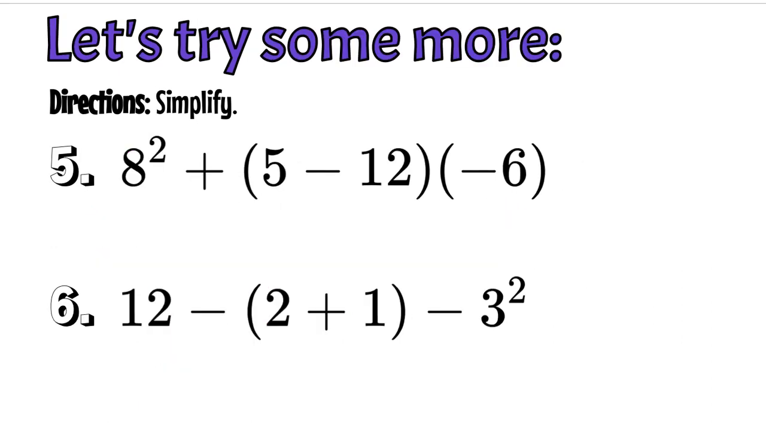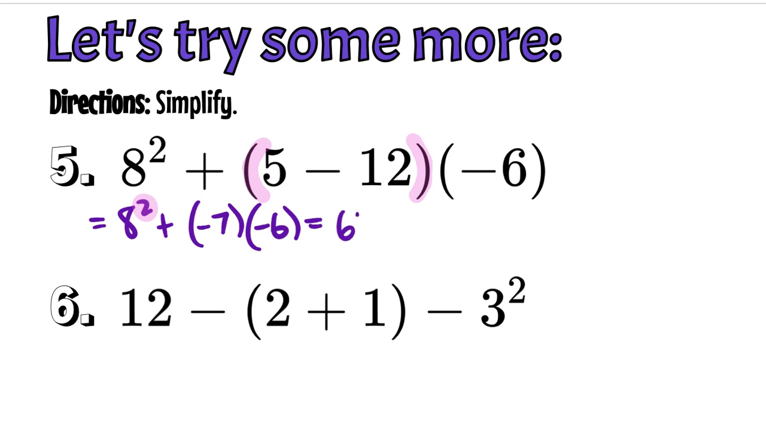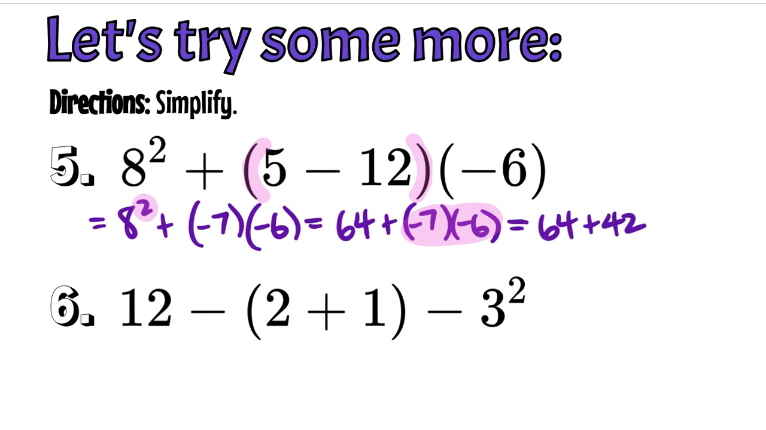Let's try a couple more problems together. In this next example, we are going to simplify first our grouping symbols. So rewriting gives me 8 squared plus, what's 5 minus 12 is negative 7, and we're multiplying that by negative 6. Next is exponents. So 8 squared is 64, and we are adding that to negative 7 times negative 6. Next is multiplication. So we rewrite 64 and we're adding that to 42, which then simplifies to 106.